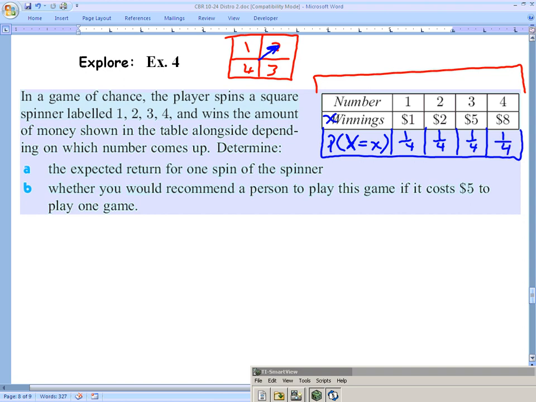Why are they all 1/4? Because we have a square spinner. So it's equally likely for each one of those things to happen. Again, my probabilities all add up to 1, probability distribution. So what's the expected return for one spin of the spinner?